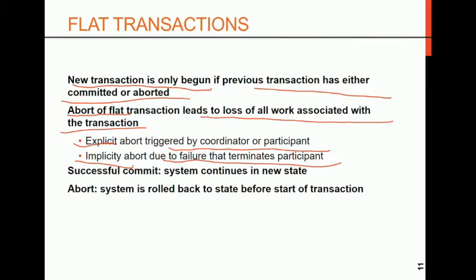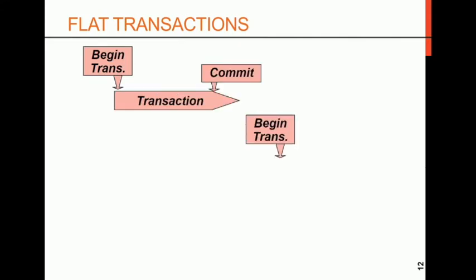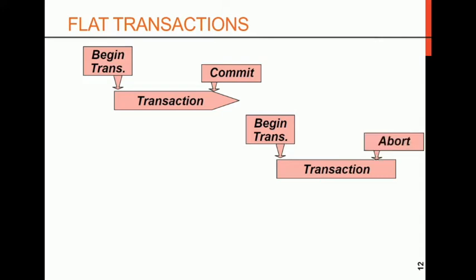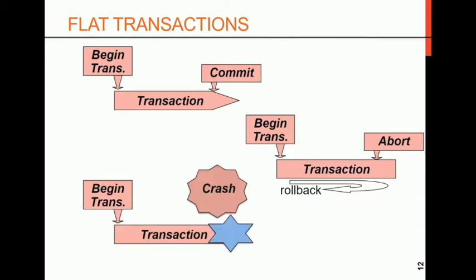Or you can have a successful commit, and the system continues to a new state. So these are the definitions of them. That's what a successful commit is, and abort means that the system is rolled back to the state it was before the transaction. So this is what a flat transaction looks like. So you start the transaction, a transaction completes, and you commit. You can start another transaction, and the transaction manager sends an abort command, and so all the objects participating in the transaction have to roll back their state to the initial state. Or a failure happens, a crash happens, so that's the implicit abort, in which case everybody rolls back.